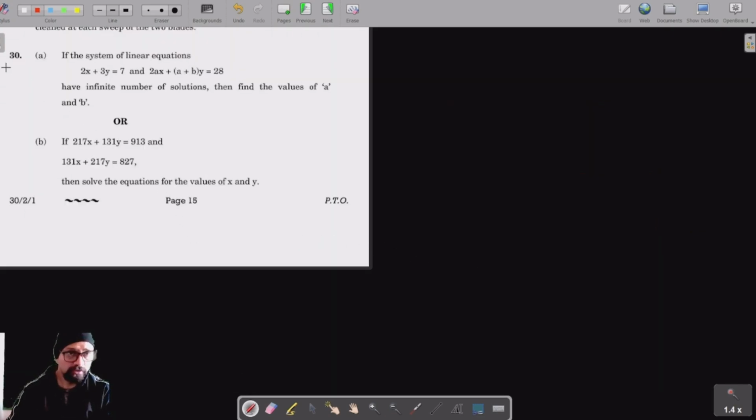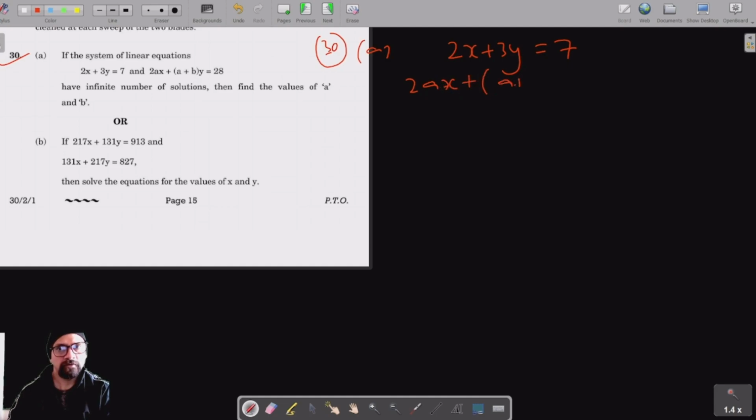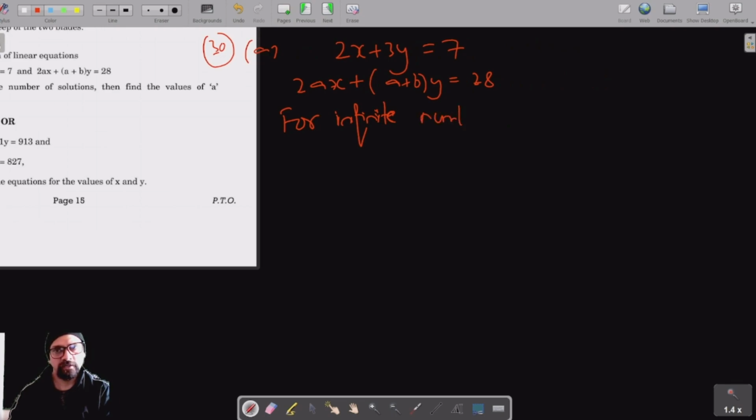Okay, for question number 30, part A, it's given that the system of linear equations has an infinite number of solutions. So our system of equations is 3x plus y is equal to 7, and the second one is 2ax plus (a plus b) into y is equal to 28. Now, we know that for an infinite number of solutions, their coefficients and the constants should be in the same ratio.